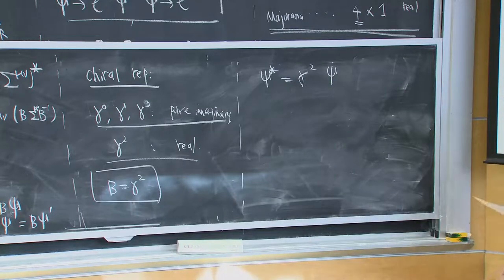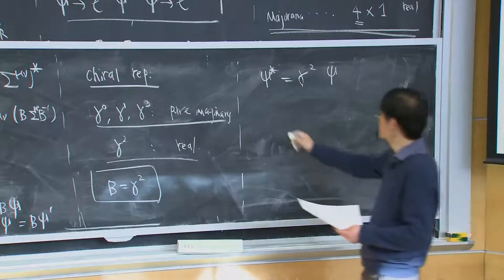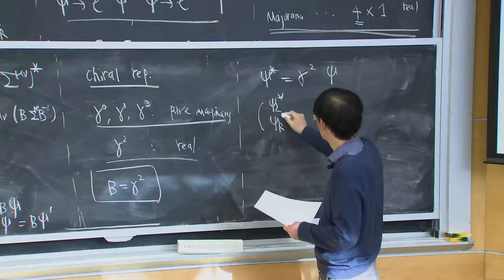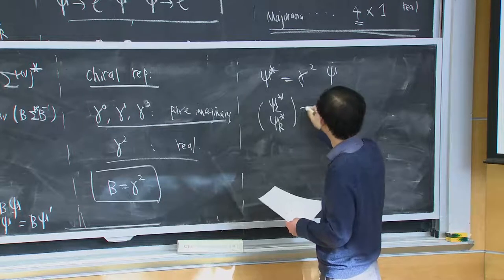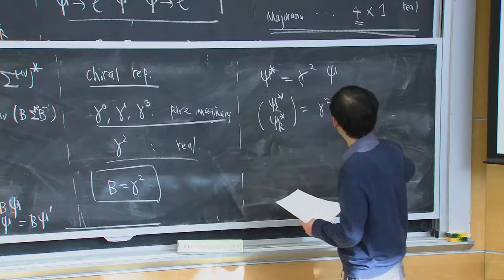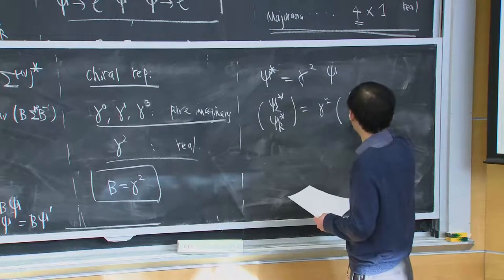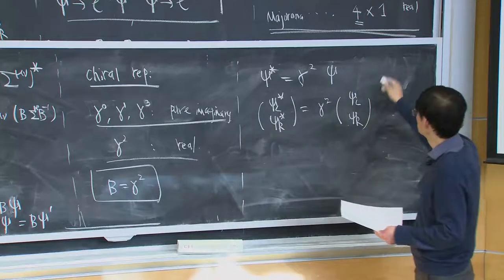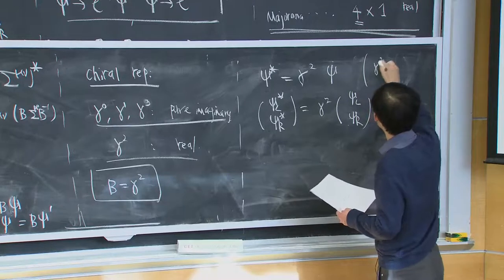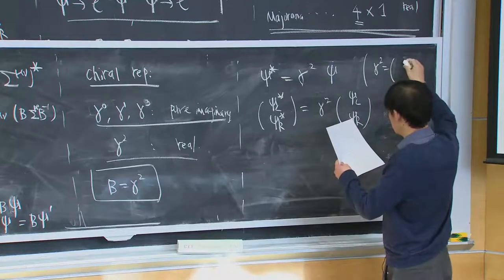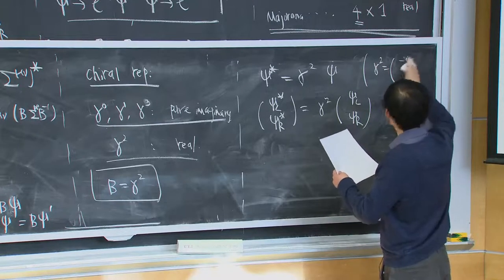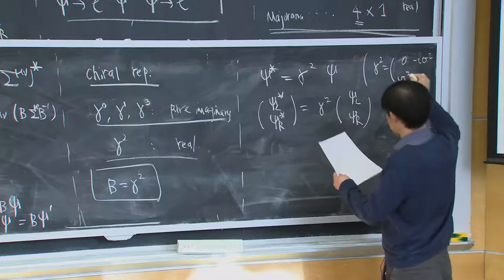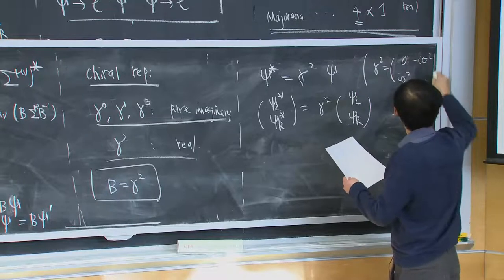Now remember, in the chiral basis, we can write psi in terms of psi L and psi R. So essentially we have this condition. I erased my gamma 2, so let me write it here explicitly: gamma 2 is the matrix with 0, minus i sigma 2, i sigma 2, 0.